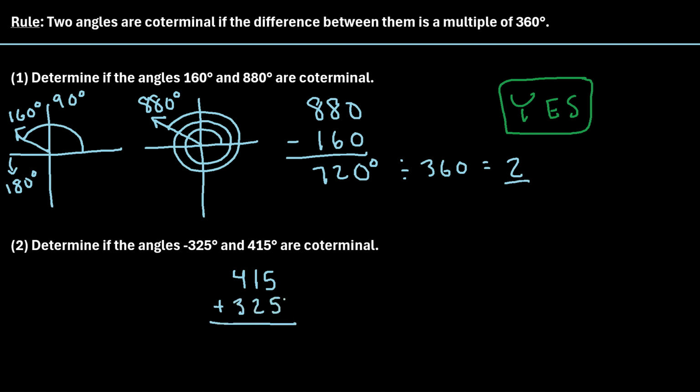So let's see what we get. 5 plus 5 is 10. So we'll put the 0 here, the 1 up here. 1 plus 1 plus 2 is 4. And 4 plus 3 is 7. So the difference between these two angles is 740 degrees.